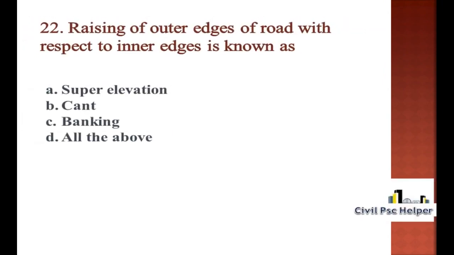22nd question. Raising of outer edge of road with respect to inner edge is known as option A super elevation, option B cant, option C banking, option D all the above. The raising of outer edge of road with respect to inner edge is known as super elevation or cant or banking. So option D is correct, all the above.